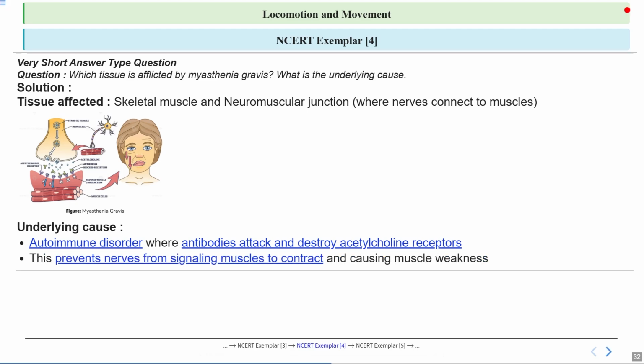Now the next point means that when certain conditions affect the nervous system, it can stop the nerves from sending signals to the muscles, which then leads to muscle weakness as the muscles do not receive the instructions to contract. So this concept is related to how the nervous system controls muscle movement, okay, when nerves and muscles work together through nerve impulses to enable movement.